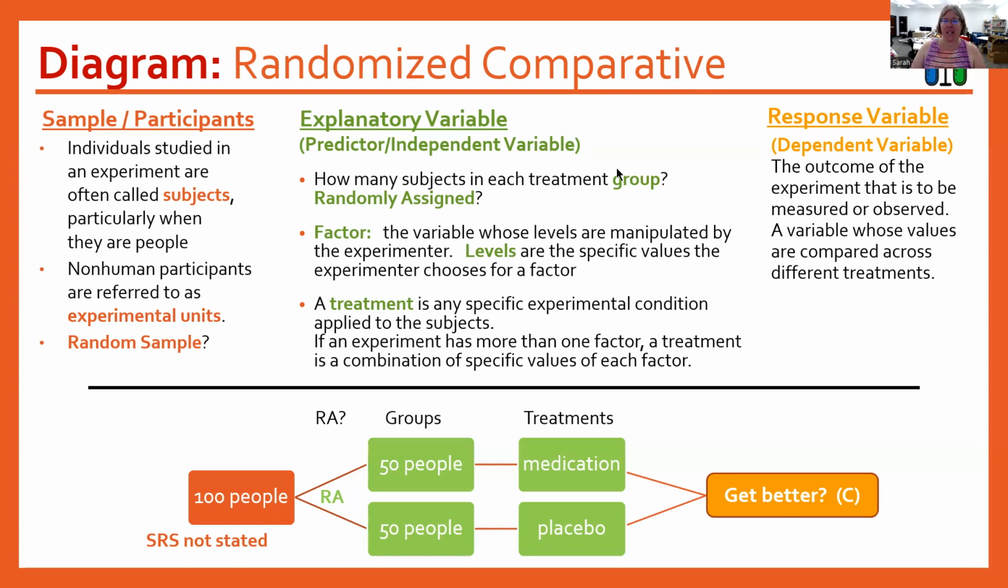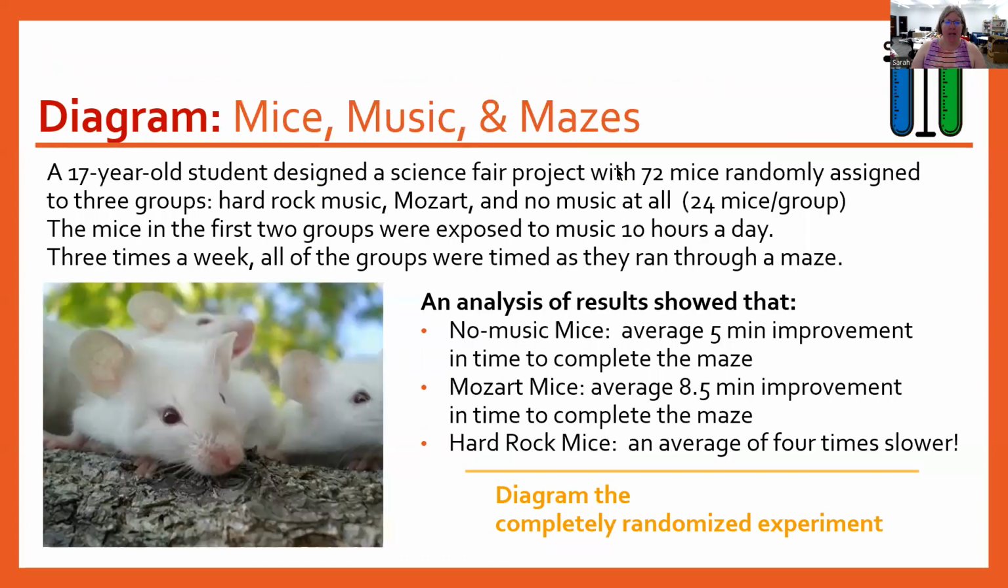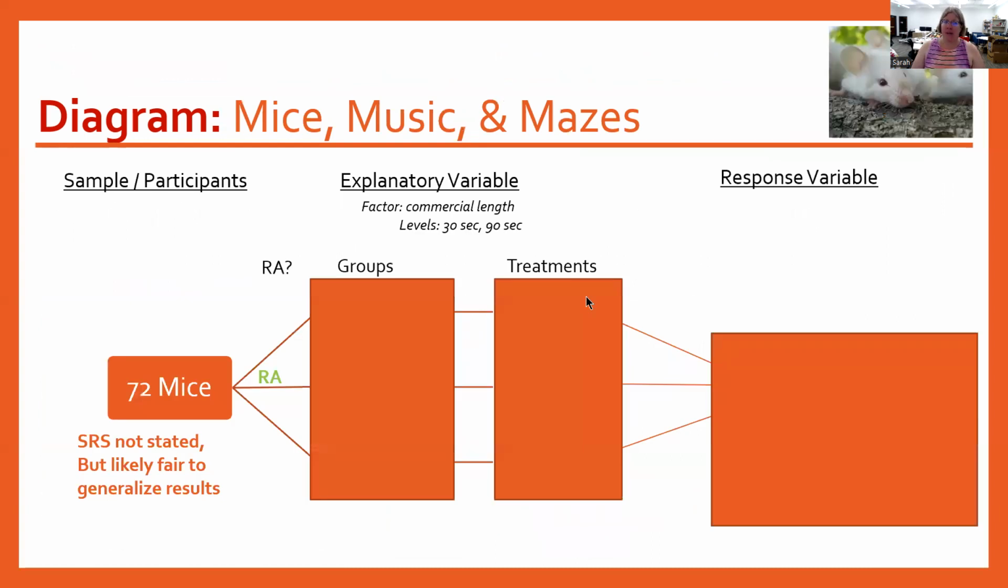All right, so let's try this out with our mice example. Remember, we had these 72 mice, and they listened to either hard rock, Mozart, or no music. And we're going to go ahead and diagram this. So we start with our 72 mice. They didn't say it was a simple random sample, but I would say it's probably fair to generalize those results. We'd have to take a look at that and know a little bit more about the biology of mice, but I'd say that's fair at this point.